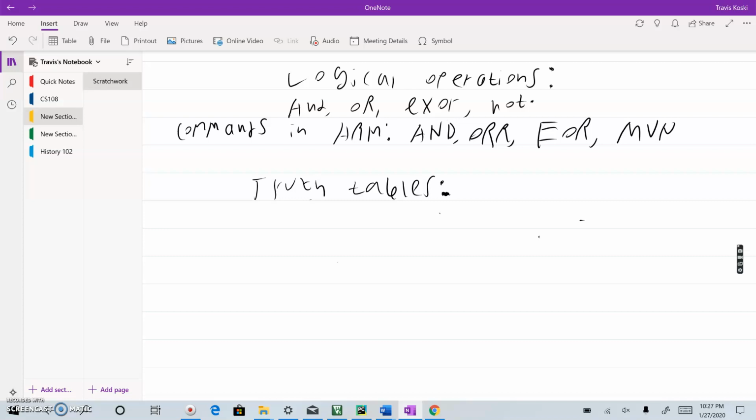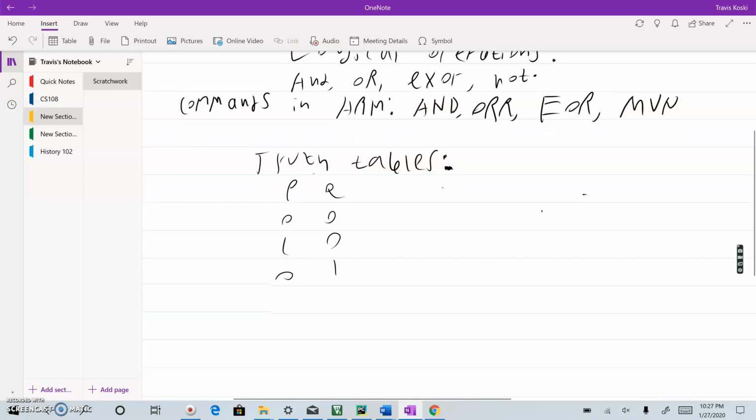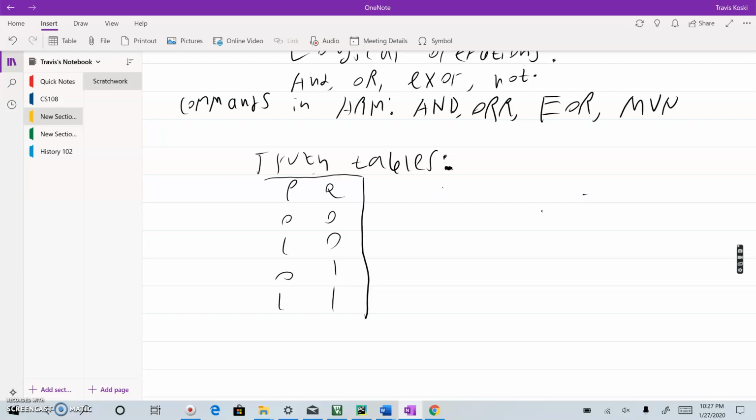So what we do is we have 0 and 1. I'm going to call it P and Q, where P and Q are our two bits. So it could either be both 0, it could be 1 and 0, and then switched around, or they can both be 1s. And in the first section over here, I'm going to have OR. So what happens when I take P or Q?